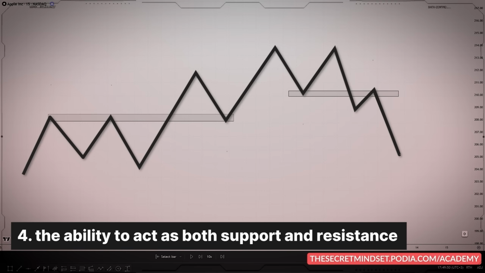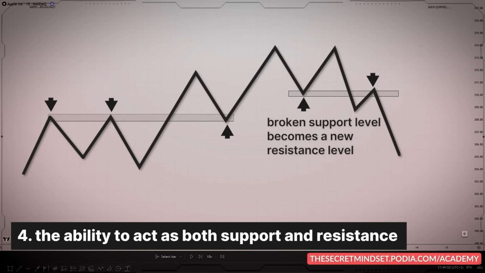High-quality levels often demonstrate the ability to act as both support and resistance. This characteristic, known as role reversal, happens when a broken support level becomes a new resistance level, or when a broken resistance level becomes a new support level. This phenomenon happens because traders remember these levels and adjust their behavior accordingly.